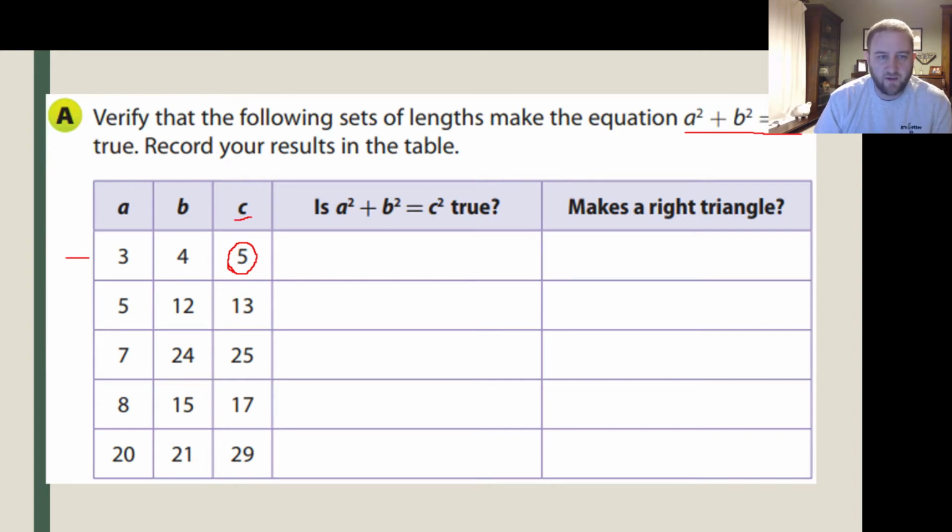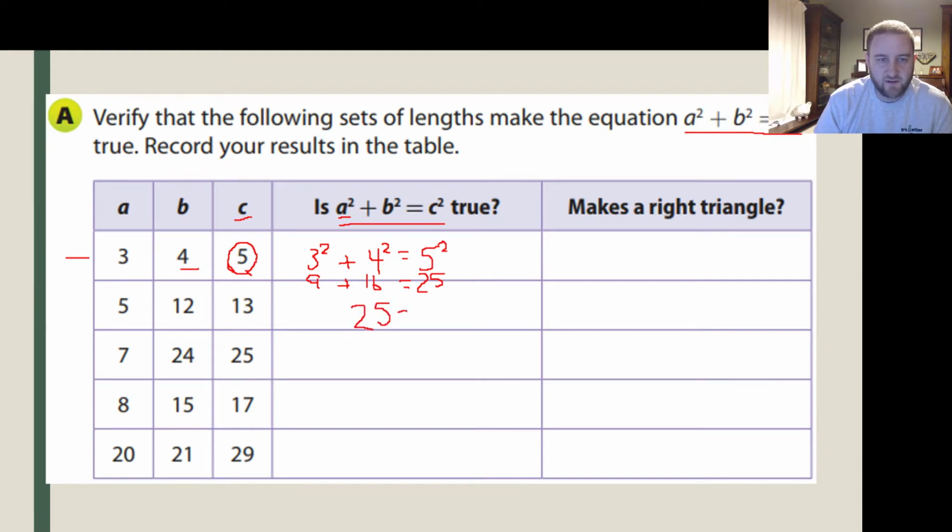So we've got 3, 4, and 5. 3 and 4 are a and b, so all we need to do is plug these sides into our Pythagorean theorem. We're going to do 3 squared, since 3 is a, plus b squared, which is 4 squared, equals 5 squared, like so. 3 squared is 9, 4 squared is 16, and 5 squared is 25. So we need to ask ourselves, what's 9 plus 16? Well, 9 plus 16 is 25.